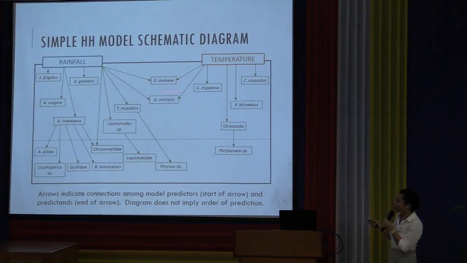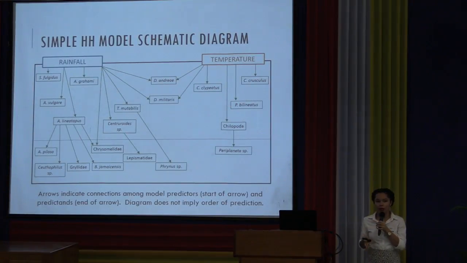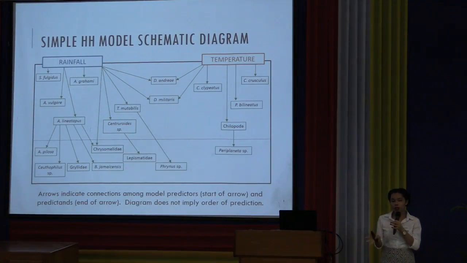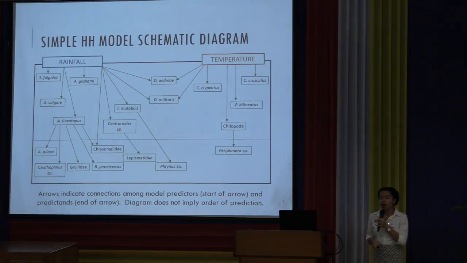Now this is the final Hilsa Hills model that we came up with. Again, we had 22 species. Using the generalized linear mixed modeling, we were able to come up with equations for 20 of those 22. So we realized then that sparse data did not negate the ability of finding essentially a model for these species.